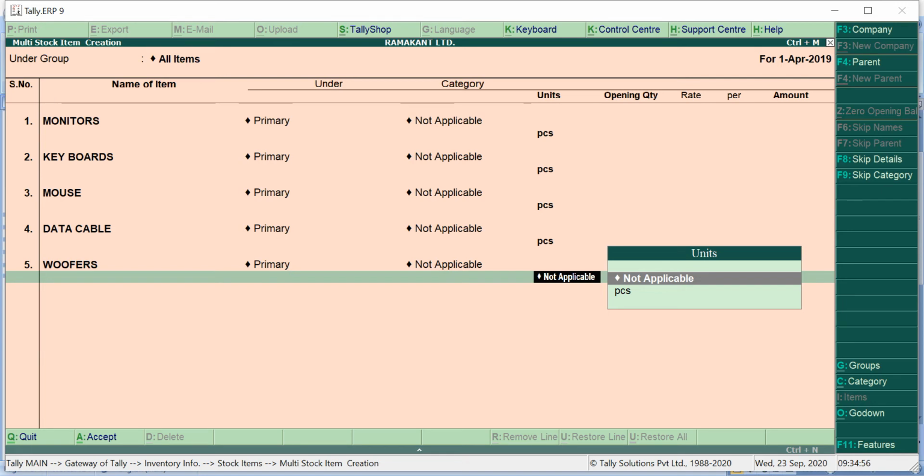Right, two woofers, one pair. That means we have to create a new measurement unit of pair. Either you can go back to units of measurement and create over there. Otherwise, you keep the screen as it is.